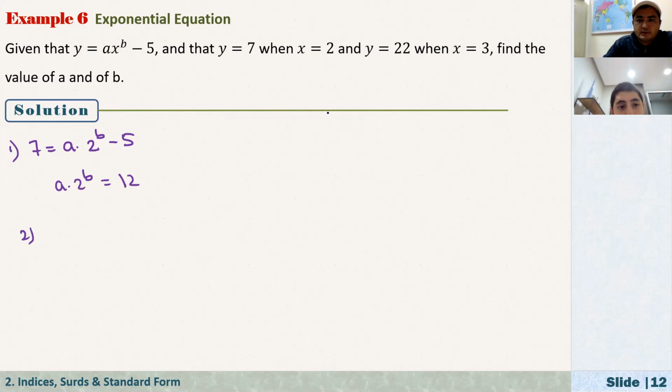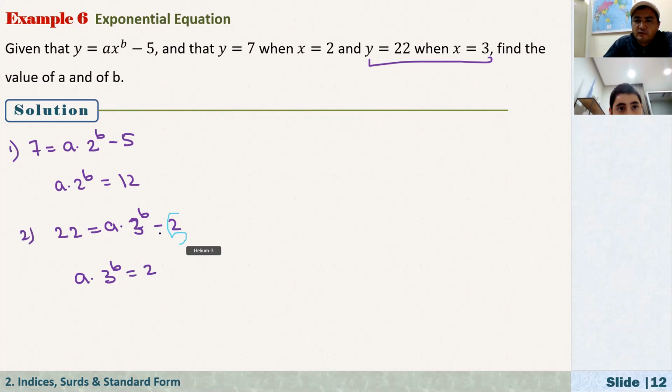And now we substitute the second one. So 22 equals a times 3 to the power of b, minus 5. The 5 goes to the other side, it becomes, no, it should be 5, not 2. Okay, 5. So it is 27.